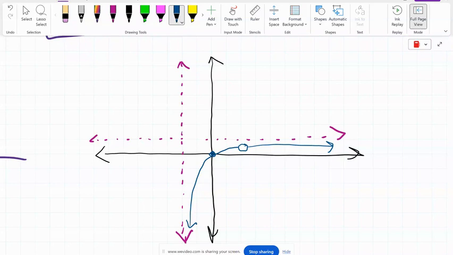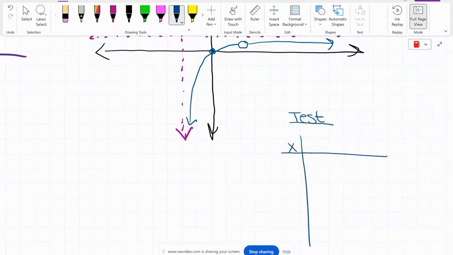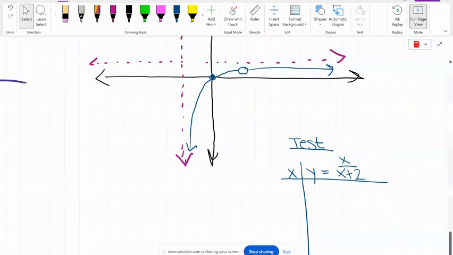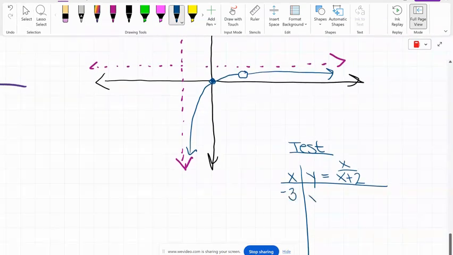Do I know what's going on to the left of the vertical asymptote? No. So how am I going to figure it out? We're going to test the points. And of course, we're going to use the simplified version. y equals x over x plus 2. What x value am I going to test? -3 is great. So y is equal to -3 over -3 plus 2. So y will equal -3 over -1, which is +3.